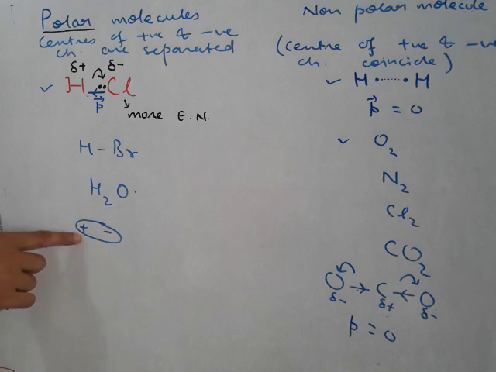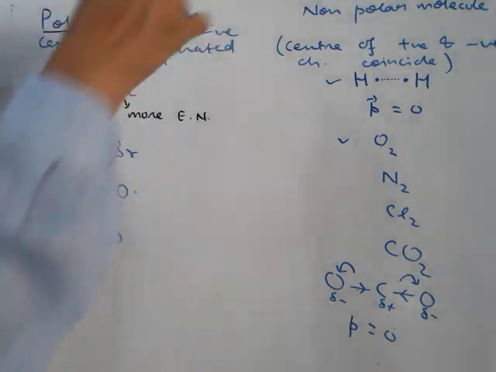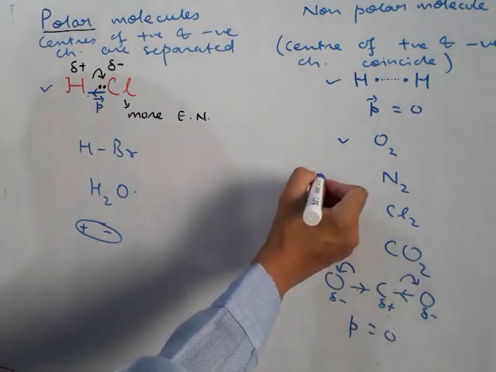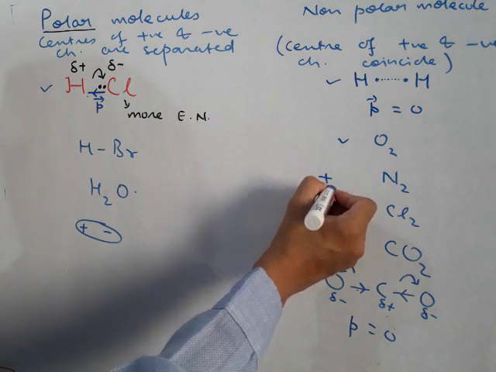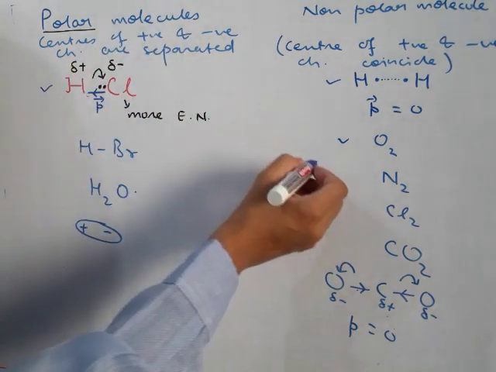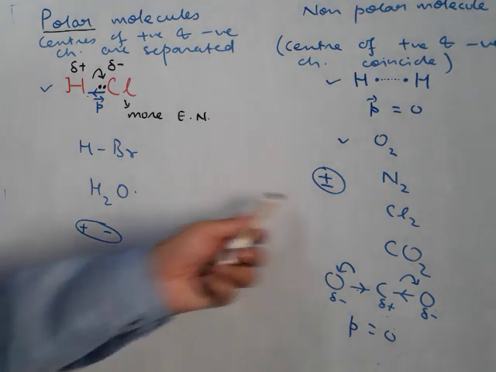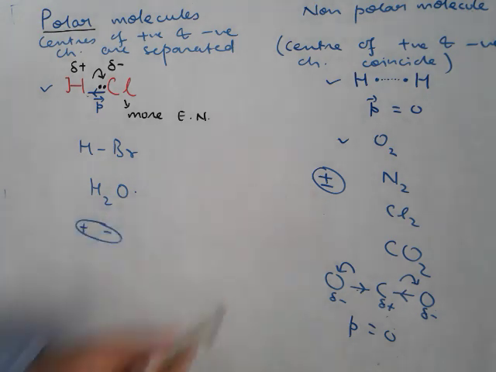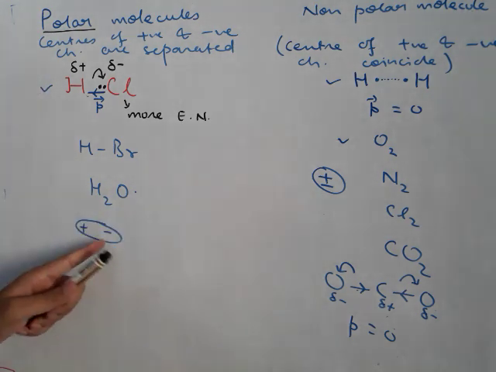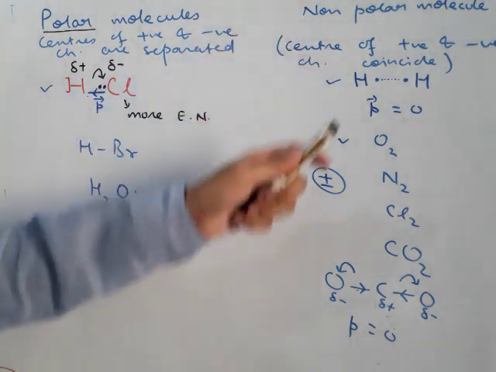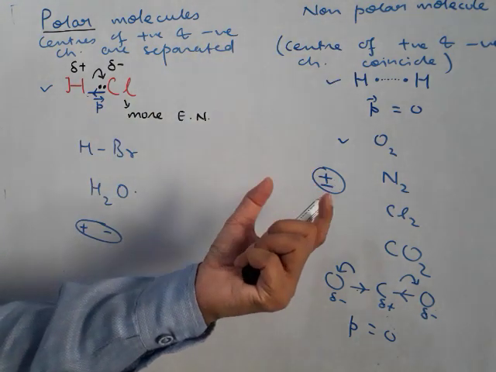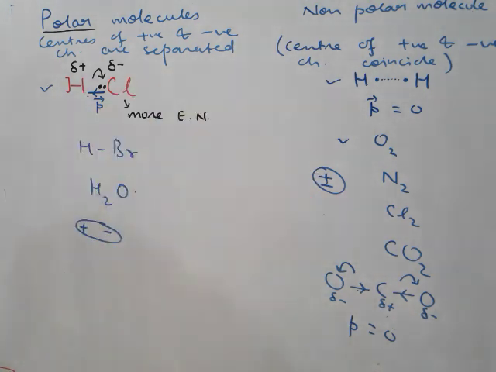We will represent a polar molecule like this. That means it has a center of positive charge, it has a center of negative charge, and there is a separation between them. But a non-polar molecule, how will we represent? We will represent like this. There is a center of positive charge and a center of negative charge exactly on the same location. So this will be the representation for a non-polar molecule. You have to remember this particular representation to understand the difference between polar and non-polar molecules. In polar, plus and minus should be separated a bit, but in non-polar molecules, plus and minus should not be separated. The centers of positive and negative charges coincide.